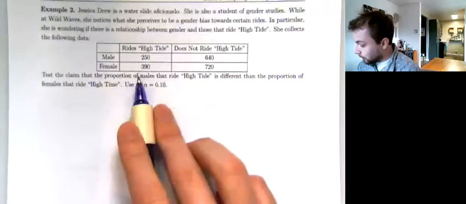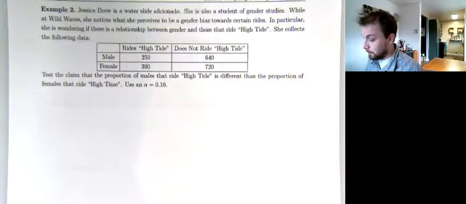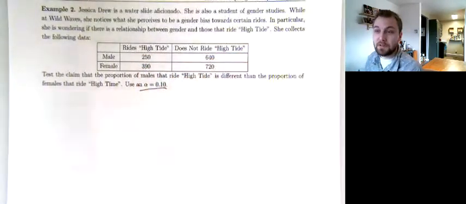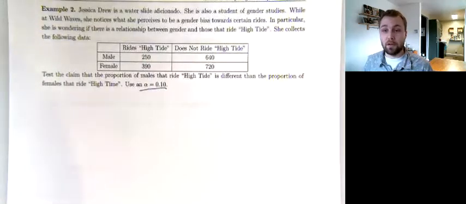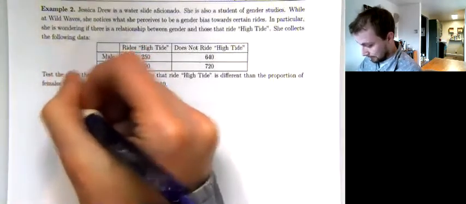Test the claim that the proportion of males that ride High Tide is different than the proportion of females that ride High Tide. Use an alpha level of 10%. In other words, she doesn't want to be really sure of this result. She's happy to get by with a low confidence level. So here's what I'm going to do. I'm just going to set up the framework.